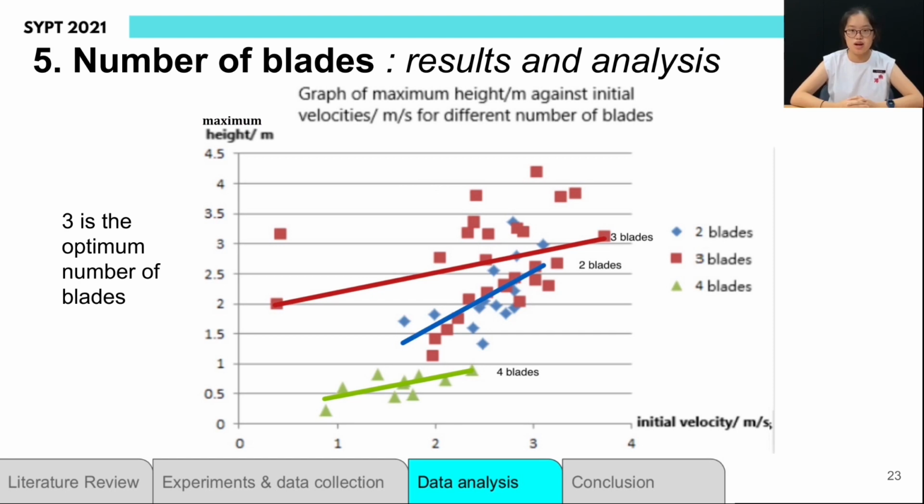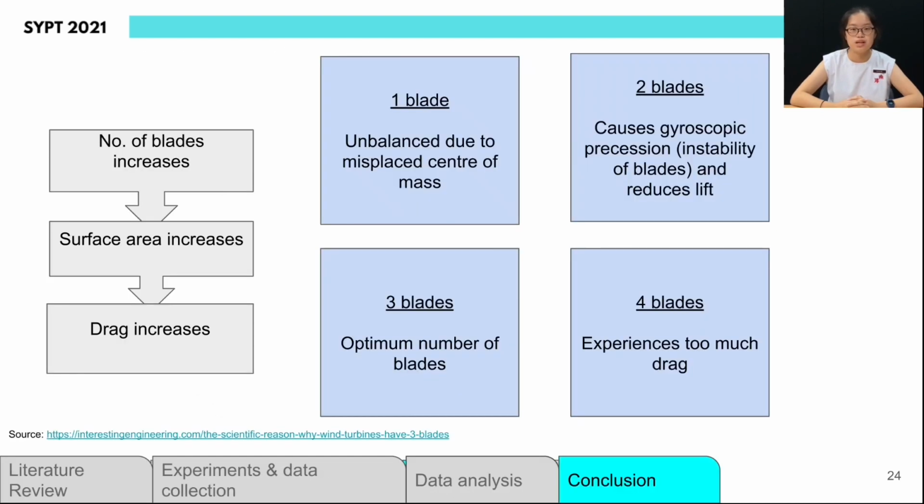The graph of maximum height against initial velocity for different numbers of blades shows that the hand helicopter with 3 blades flew to the greatest height, followed by the hand helicopter with 2 and then 4 blades. When the number of blades increases, the surface area of the blades increases, so the drag increases. Therefore, supposedly, the optimum number of blades should be as small as possible to decrease drag.